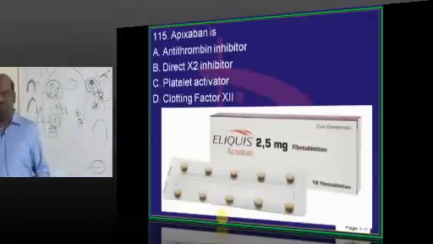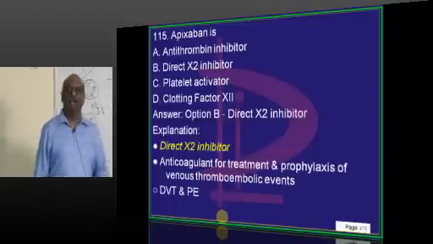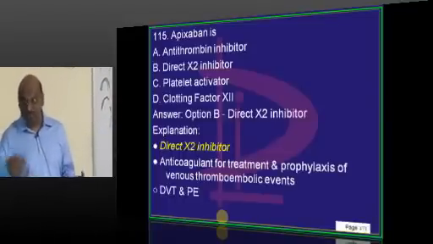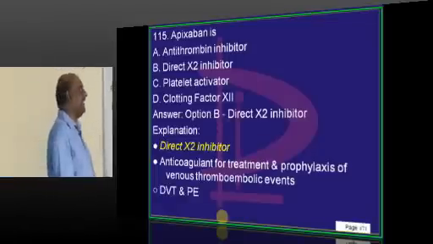Apixaban, what is this? So apixaban is a direct factor 10 inhibitor. Once more, one more question on anticoagulants. Two questions, one antiplatelet came and one anticoagulant came. Definitely they will ask this.